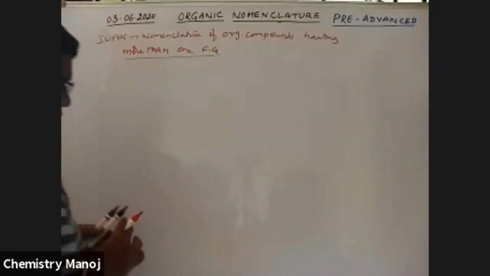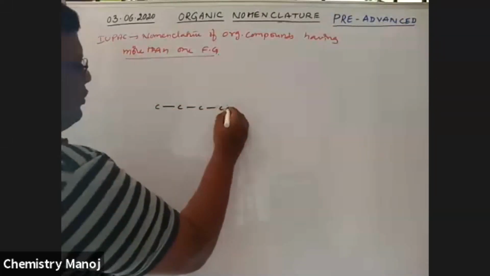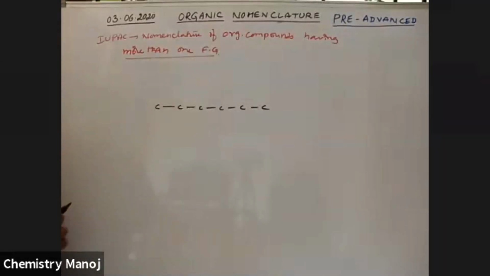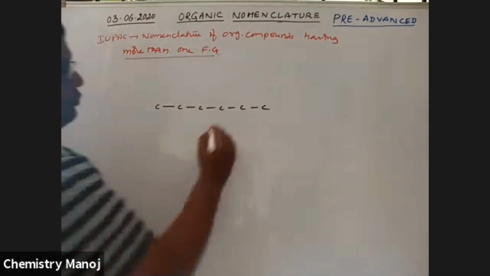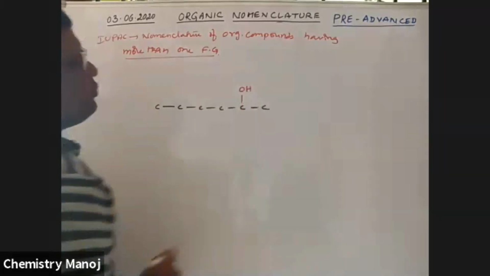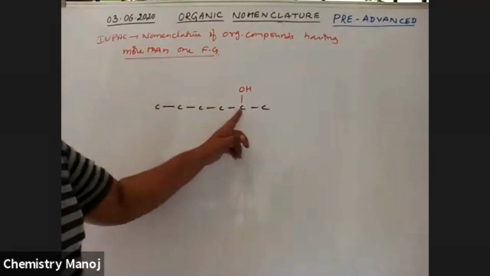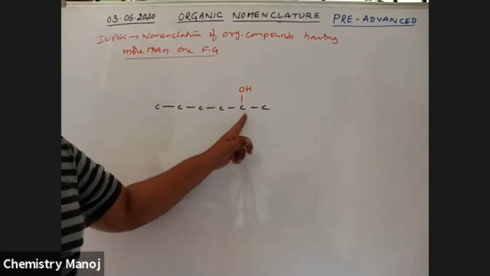So see here, let us take an example. This is the longest chain. Here, on the second carbon, OH is there. What is the name of this compound? Tell me, as per your knowledge. From here it is the fifth carbon, from here it is the second carbon, 2 is the correct one.